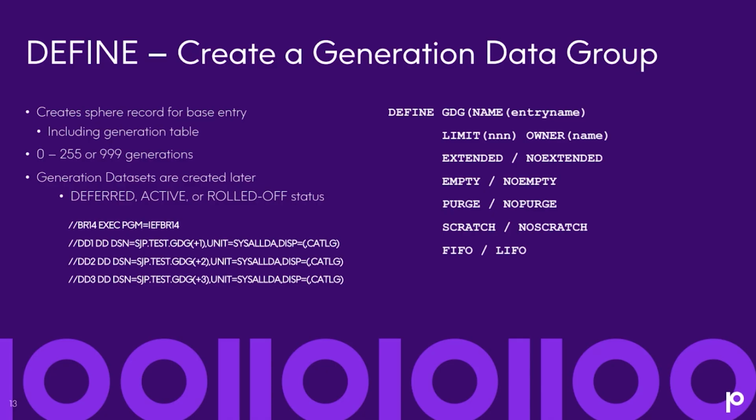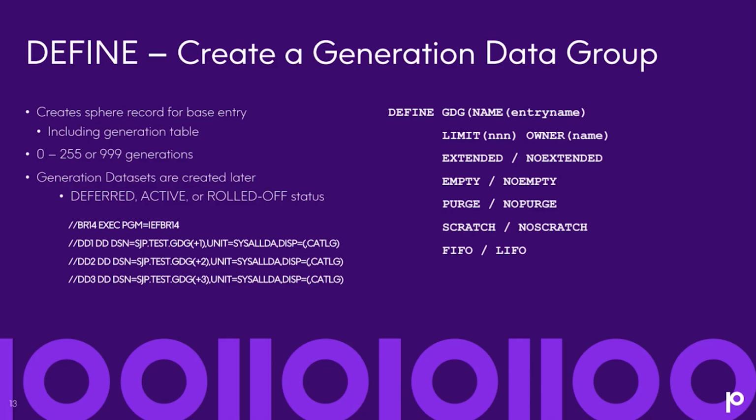But when I define the generation data group, again, it's a variation on the define command. We've got define cluster, we've got define alias, we've got define non-VSAM. We want to define a generation data group. We have to give it the name, how many generations we want, is it extended or non-extended, that is, can I use 999 generations, and what to do when the generation count exceeds the number of allowed generations. Do I get rid of all of them? Do I scratch generations that are rolled off? How do I access it? First in, first out, last in, first out. All of this on define cluster.